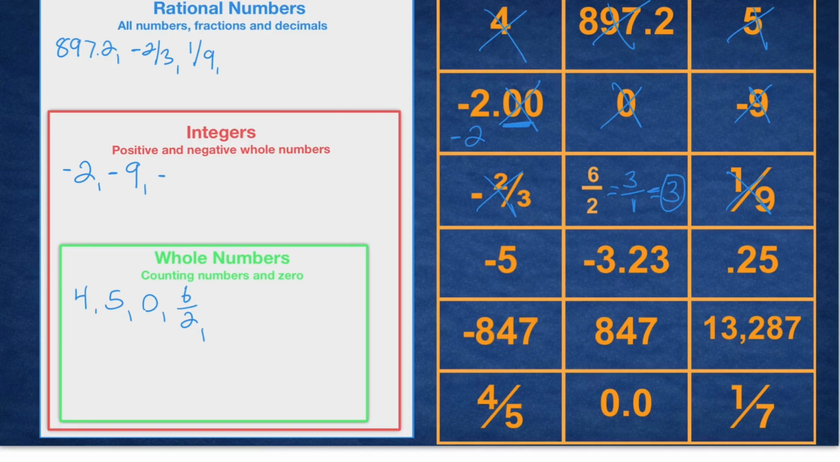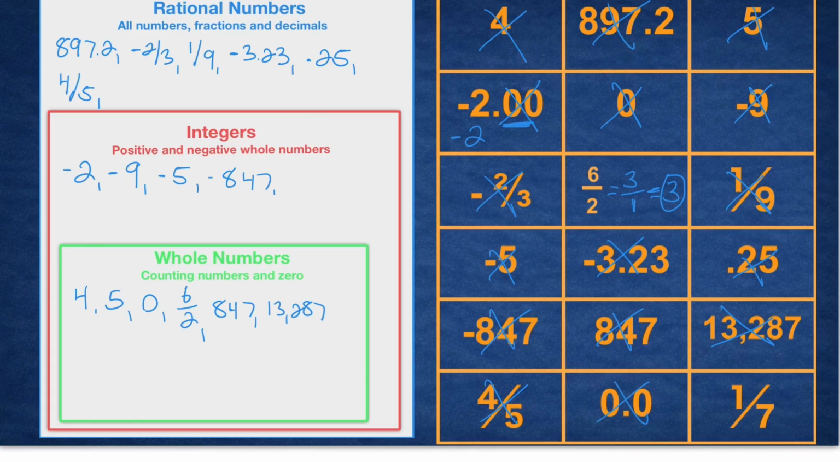-5 falls under integers. -3.23, that's a decimal. We're going to put that in our rational numbers. 0.25, that's a decimal. We're going to put that in our rational numbers. -847. That's a negative whole number. That's going to go in our integers. 847. That's a positive whole number. That's going to go in our whole number section. 13,287. It's a big number, but it's still a whole number. 4/5. That's a fraction in its simplest form already. So that's going to go in our rational numbers.